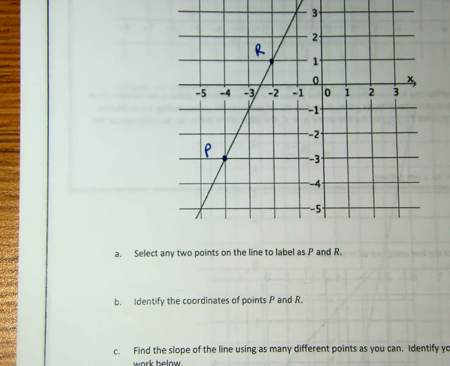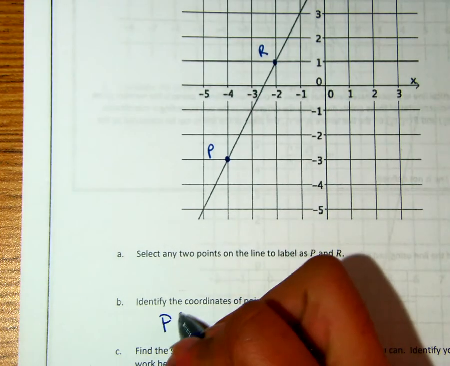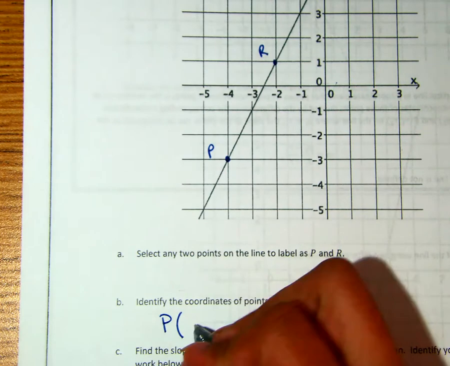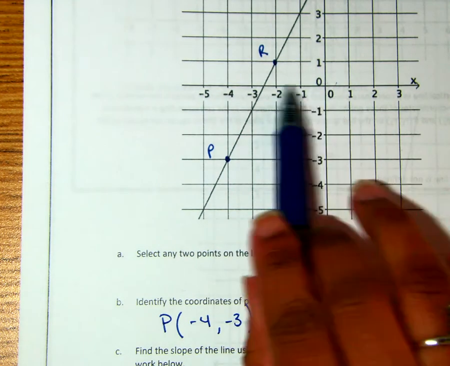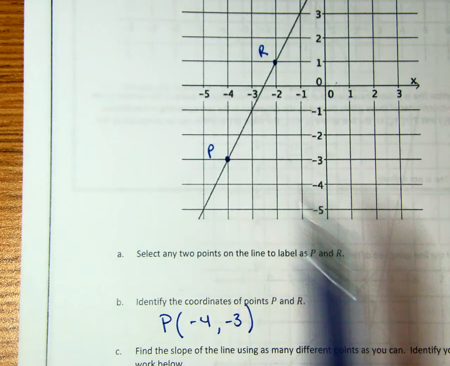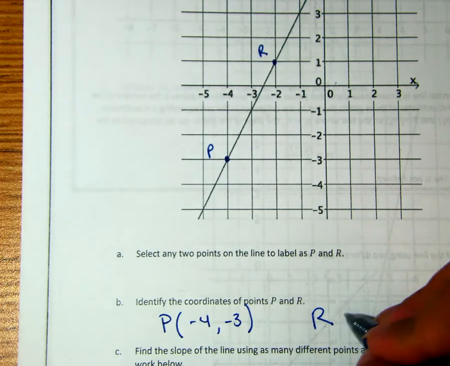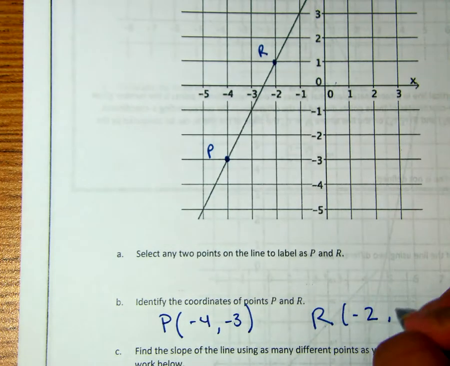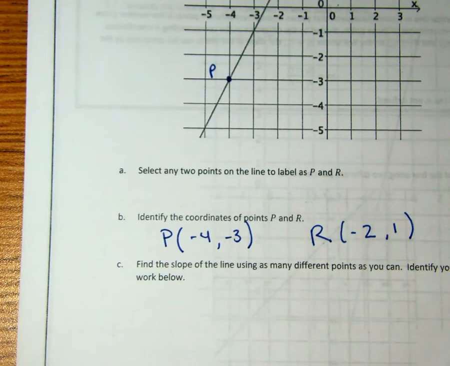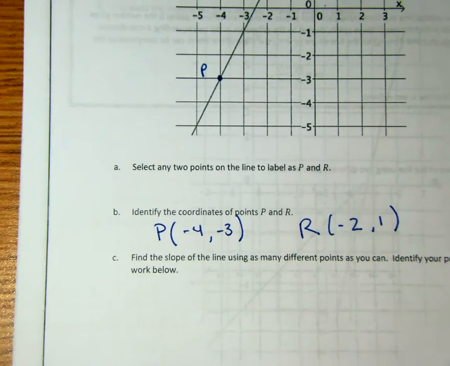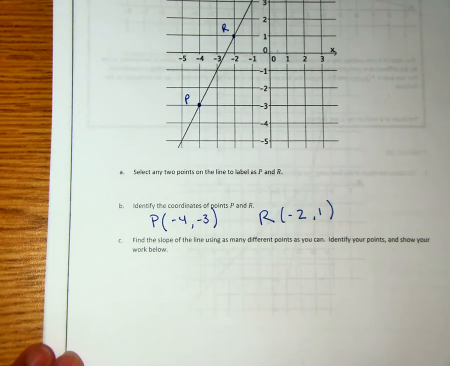Let's go to part B. Identify the coordinates of P and R. What's your coordinate for point P? My point P is located at an x of -4 and a y of -3. Notice I started at my origin and I moved left to right, and then I moved up or down. Point R is located at (-2, 1). Part C says find the slope of the line using as many different points as you can. Identify your points and show your work below.